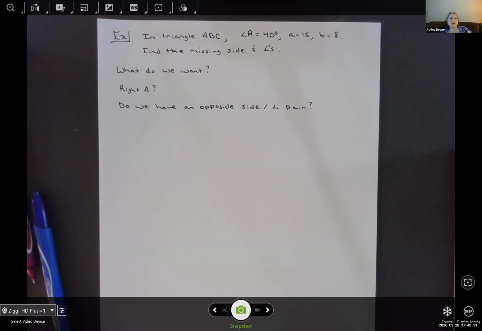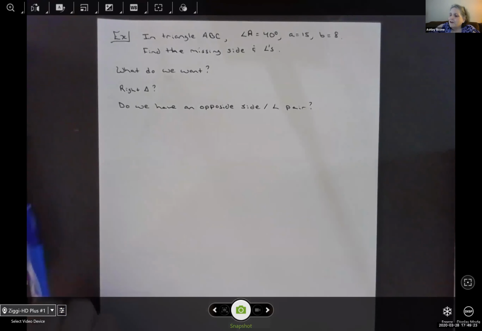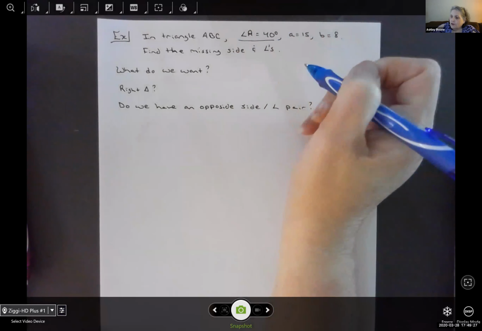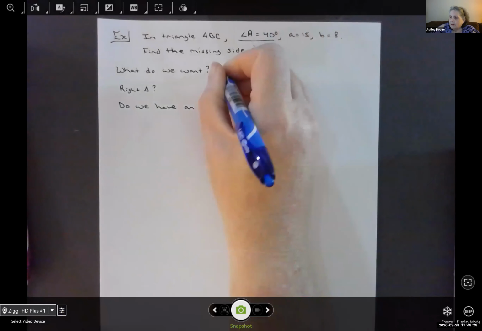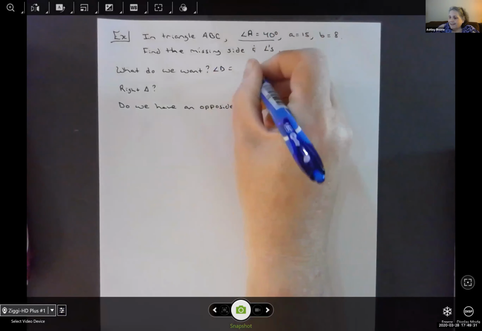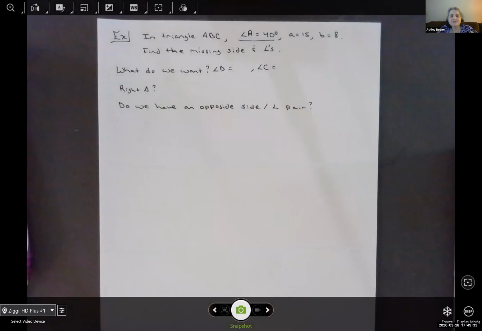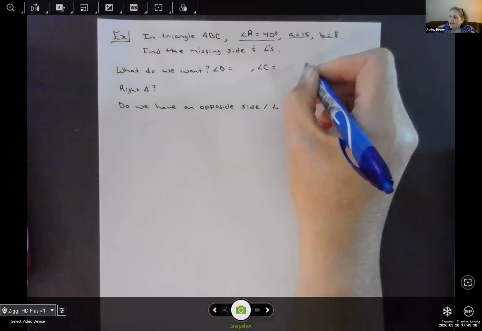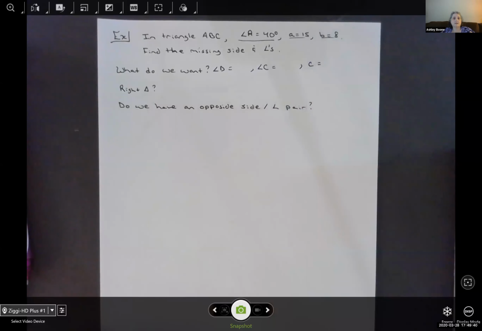So if we look at this, we don't have the sketch given, and we really don't have to have the sketch given to use the law of sines. But a couple of things that we want to know. What is it that we're looking for? We're wanting our missing angles. The only angle we have is angle A. So we need to know what is angle B, what is angle C, and those will be the angles. We know side A and side B, so we also need side C.